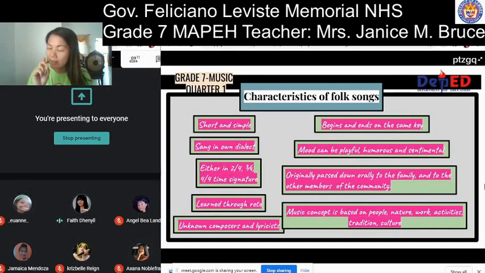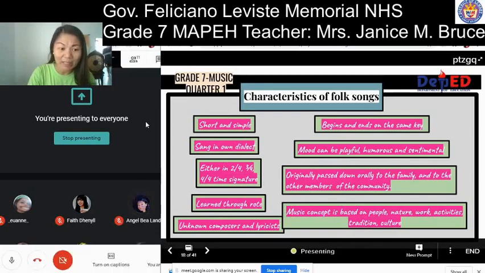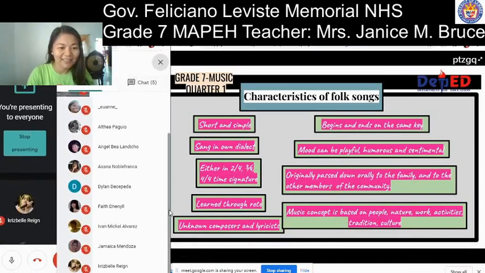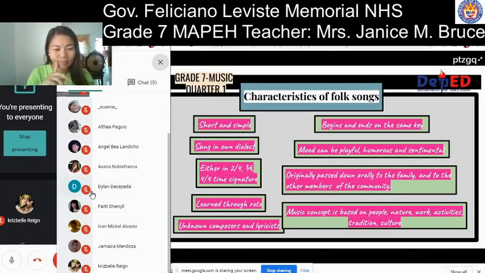All right, so let's review all the characteristics of the folk songs. Can you give them all? Bea? I guess we have boys here too, right? Ivan, are you there? Okay. I'm sure Ivan can also join us. Or what about Dylan? You just have to read all the characteristics. Dylan is with us?